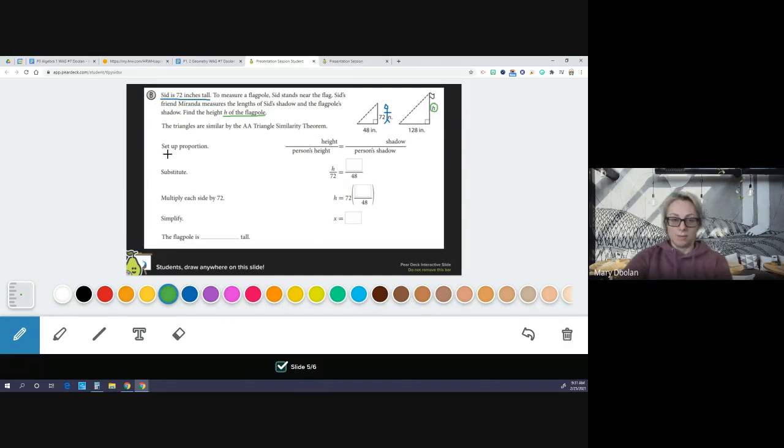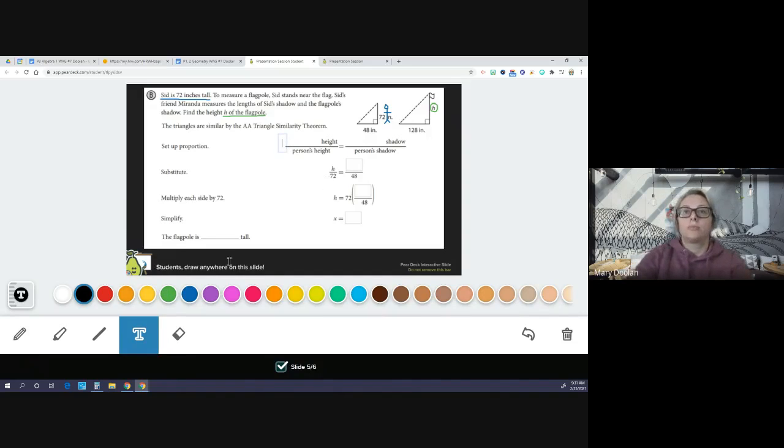Okay, so we're going to set up a proportion here. What number will go here? Let's see. Oh, actually, these are words right here. So something height over person's height is equal to something shadow over person's shadow. So we're comparing the person's height and the person's shadow in the denominator. So up above, we're going to put the flagpole's height. Flagpole's height. And again, flagpole's shadow.